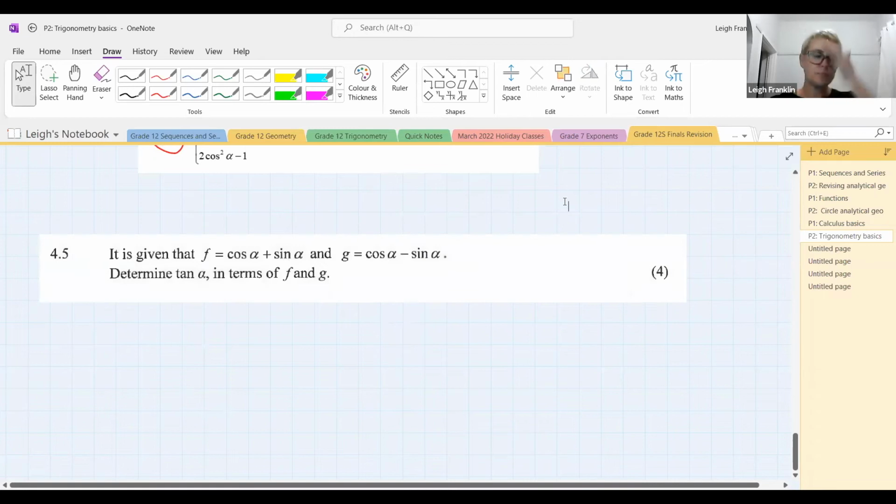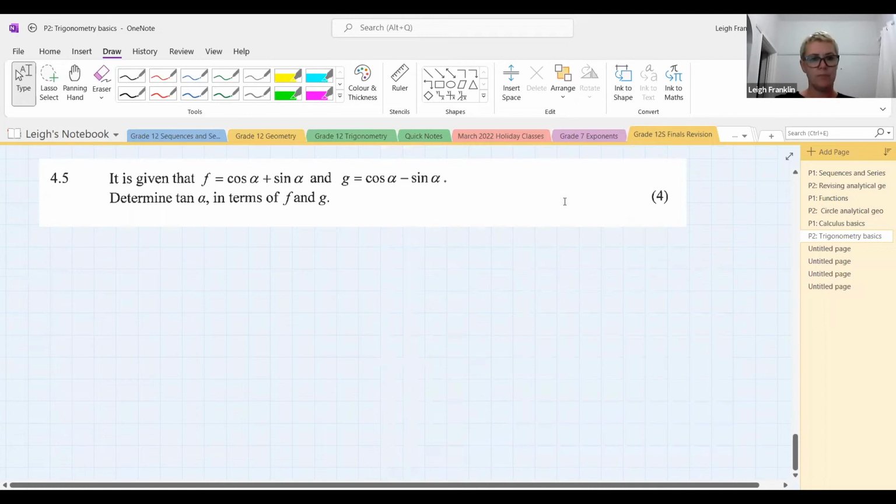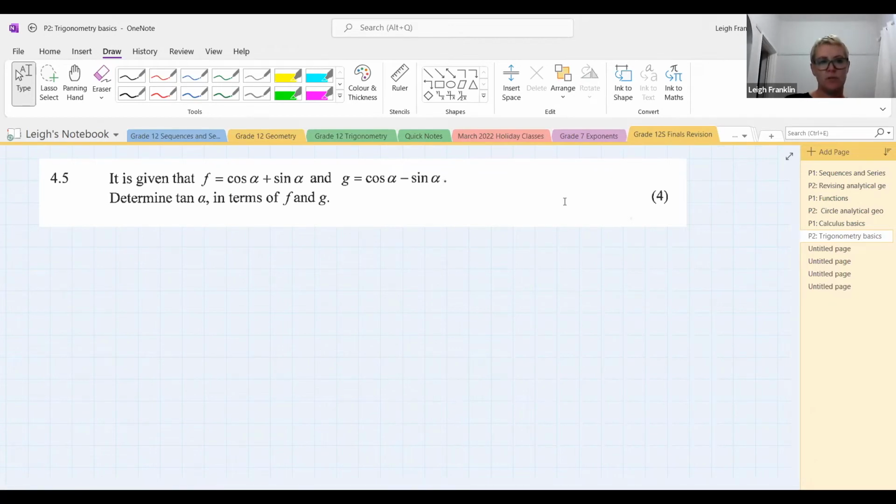So that is another question from a past paper that you will not have seen before. In this situation, it is given that f equals cos alpha plus sine alpha, and g equals cos alpha minus sine alpha. Determine the value of tan alpha in terms of f and g. Can you give us a couple of minutes and tell us what you think? Just think that one through.